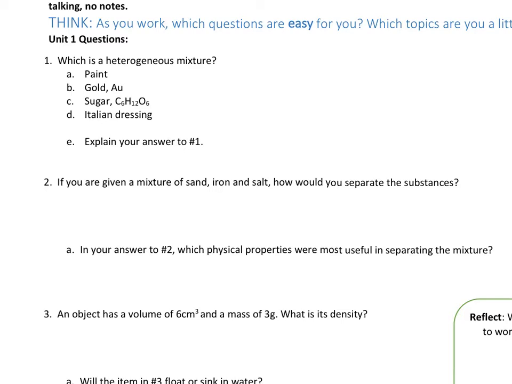Well, if you will remember, hetero is the prefix that means different. And mixture means that these are not pure, which means it's not an element or a compound, and they're things that you actively mix together.